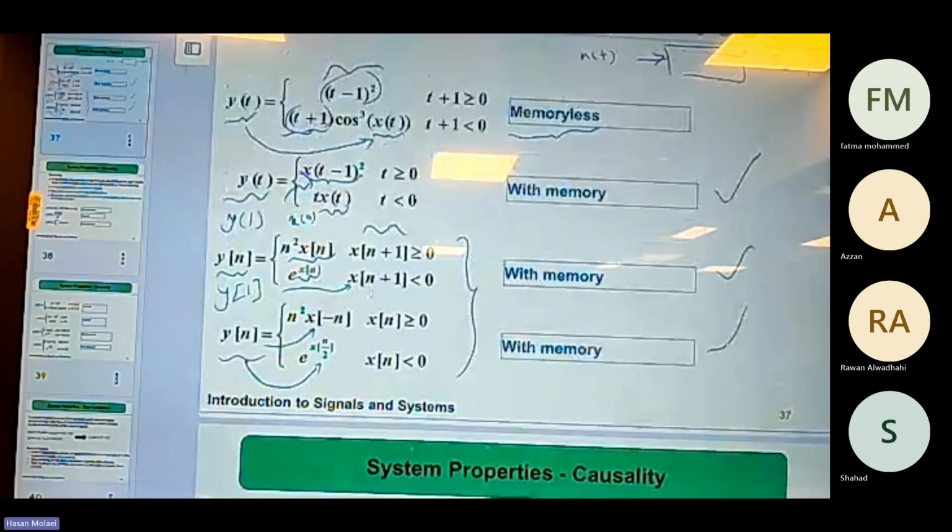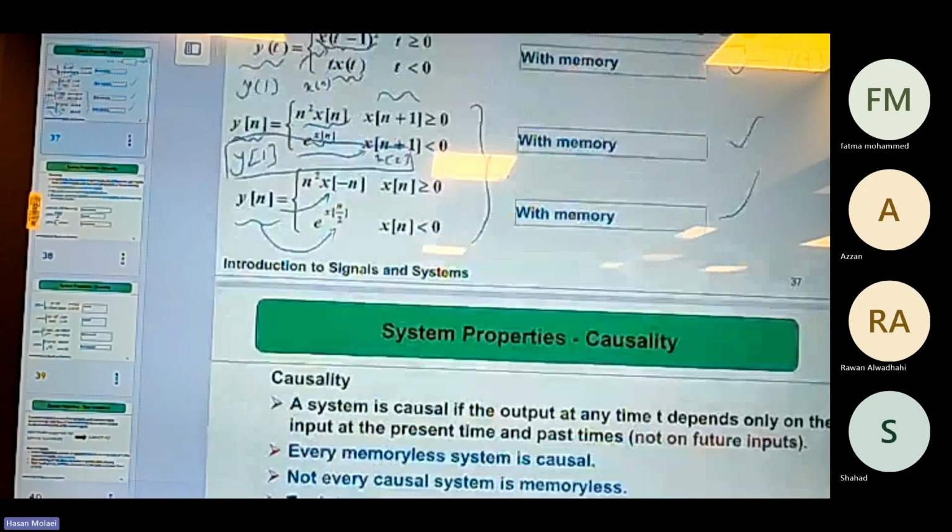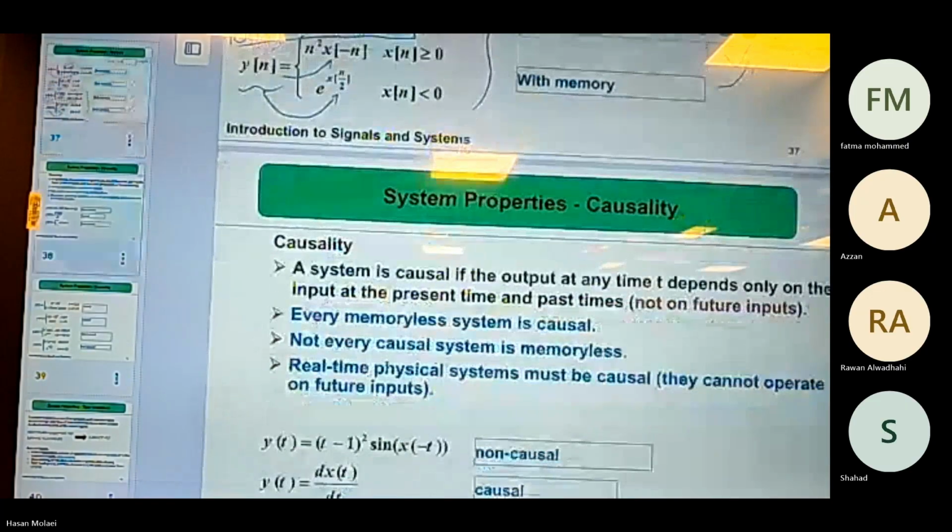Here, y1 depends on x2. See, that's with memory, but that is not a causal system. We cannot make it. It's predicting the future, but still with memory.